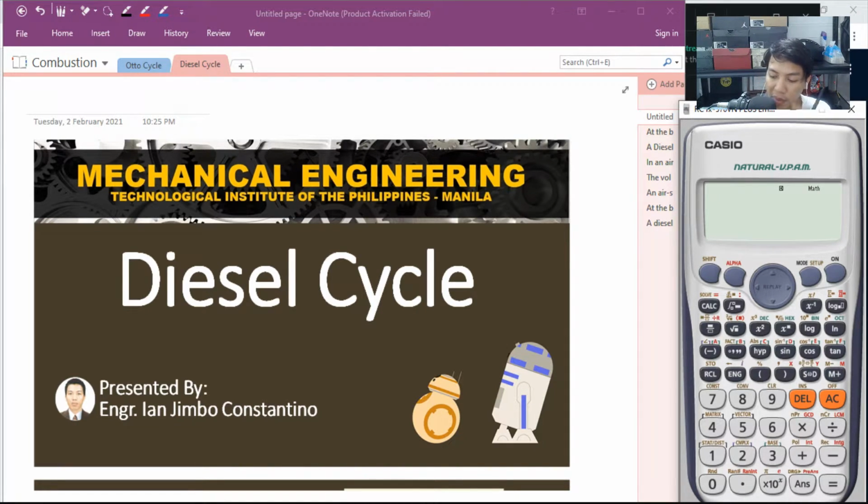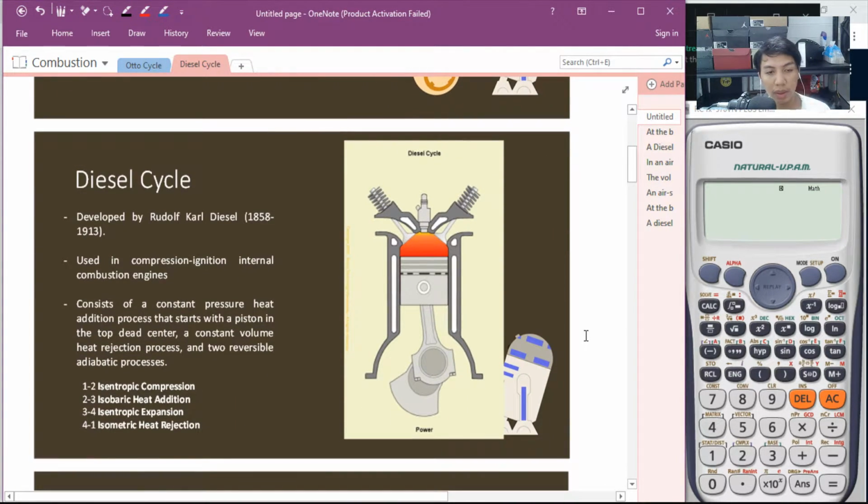Now, let us talk about the diesel cycle. So, the diesel cycle, in a brief discussion, was developed by Rudolf Carl Diesel. Not Vin Diesel, who always chooses the family, as the meme says. It is used in compression ignition internal combustion engines.